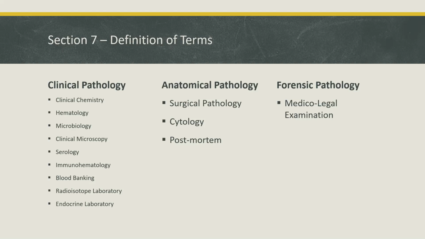Clinical pathology, clinical chemistry, hematology, microbiology, CM, serology, blood banking, radioisotope laboratory, endocrine laboratory. That's clinical. Kaya mayroon din tinatawag na clinical pathologist and anatomical pathologist. Okay? Yung mga pathologists natin, kung meron tayong PAMET, meron silang PSP. Hindi yun laruan. PSP stands for the Philippine Society of Pathologists. That's why in the results form, you will see there pathologist or clinical pathologist, anatomical pathologist.